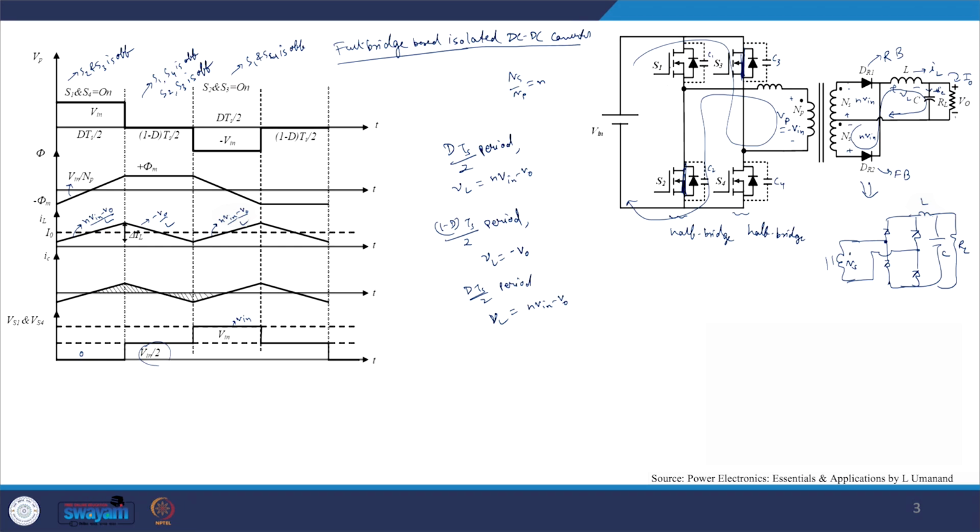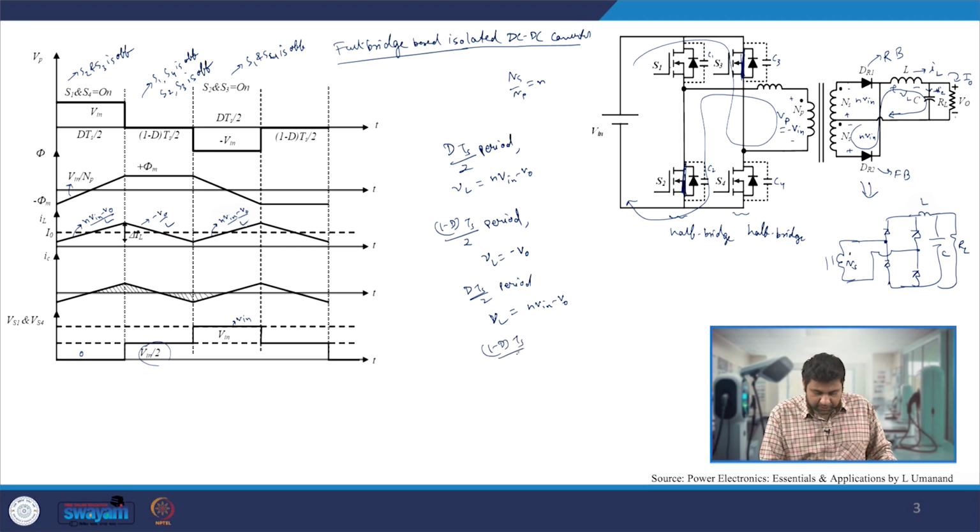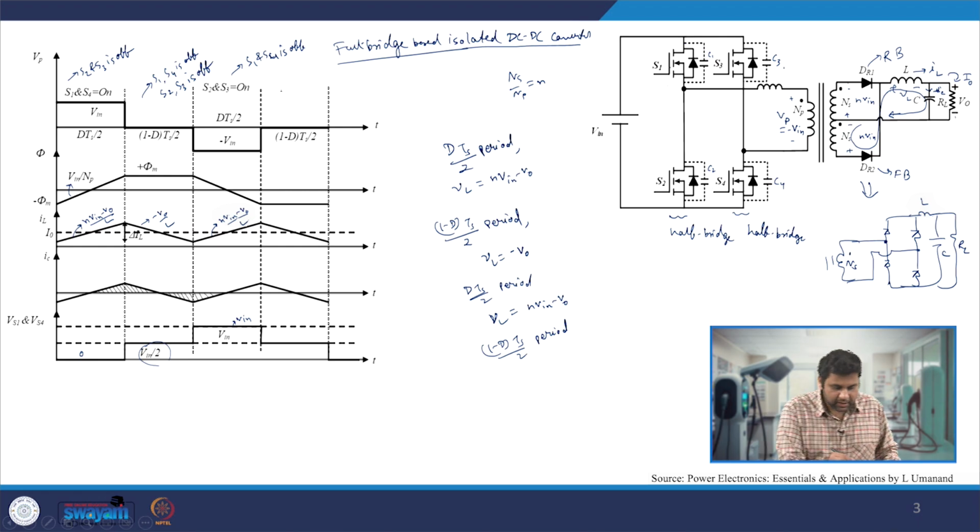Then if we look very carefully at the 1 minus d Ts by 2 period, we will see the same phenomenon occurring, where our S2 and S3 switches are now off, and all 4 switches are off, because S1 and S4 are already off and S2 and S3 are also turned off. Since they are turned off, the same thing happens: zero potential is applied across the primary, and the output inductor current has to find a pathway.